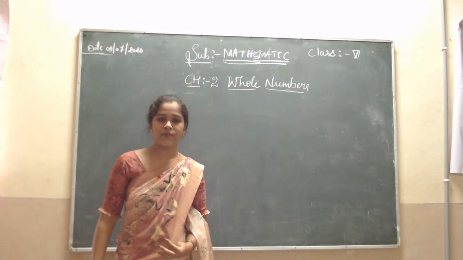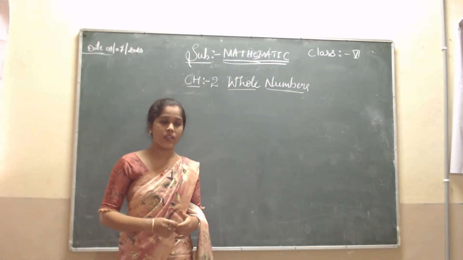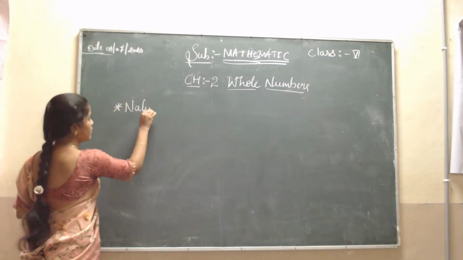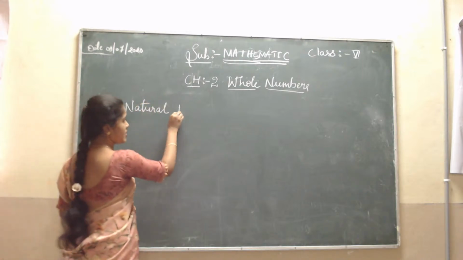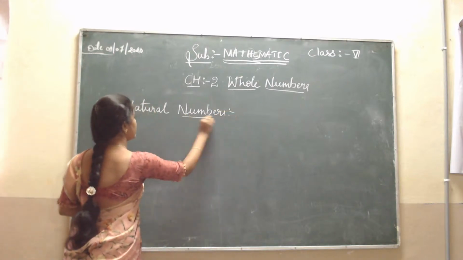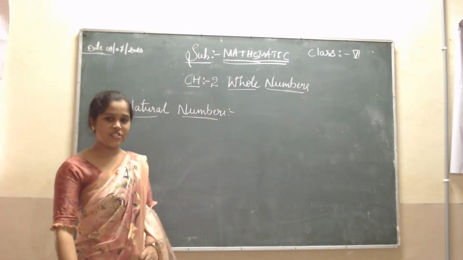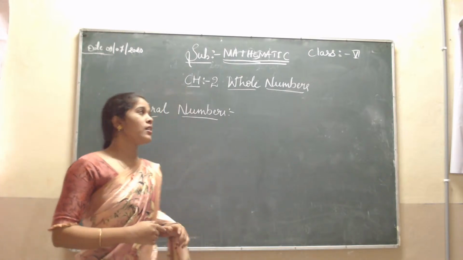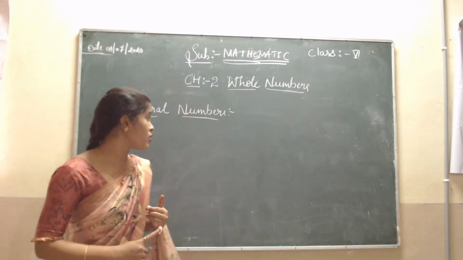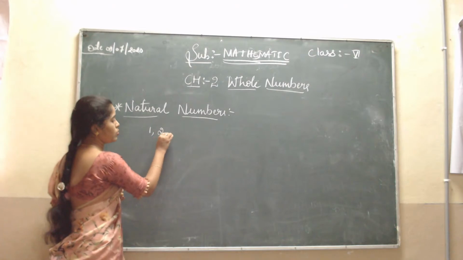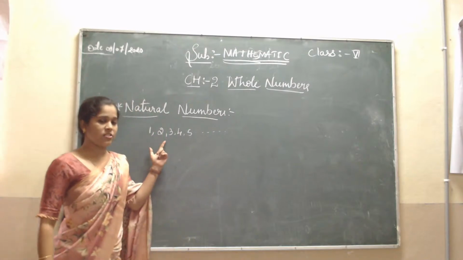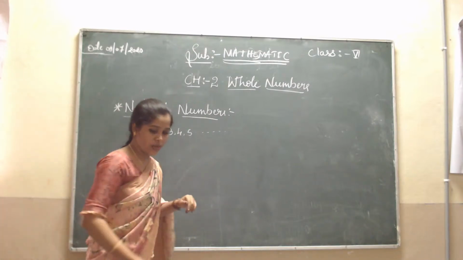So, students, you know that in the previous class we learned natural numbers. What are natural numbers? Counting numbers are called natural numbers. Which are those counting numbers? 1, 2, 3, 4, 5, and so on. This is a natural number. Counting numbers are called natural numbers.